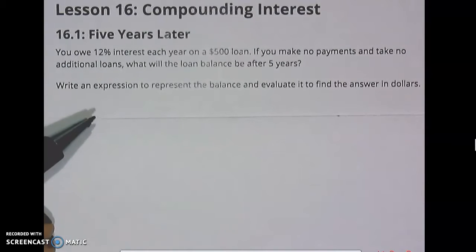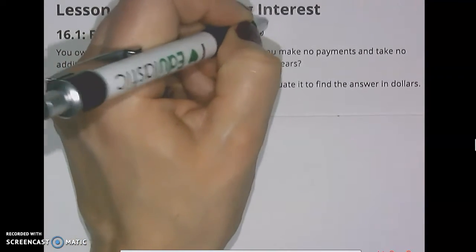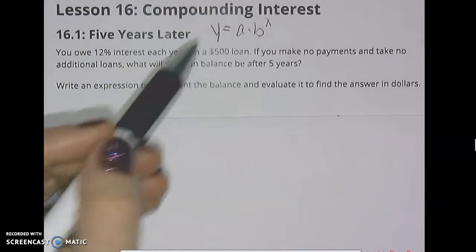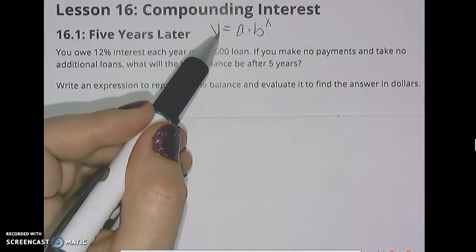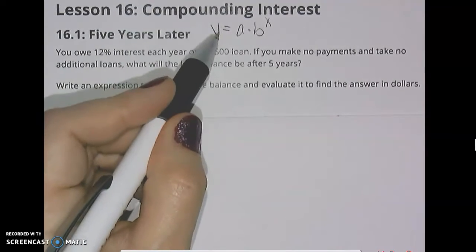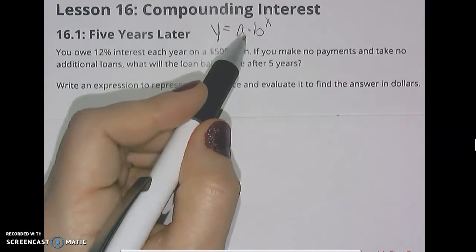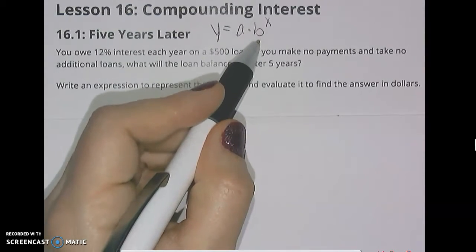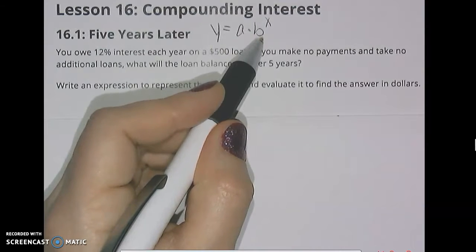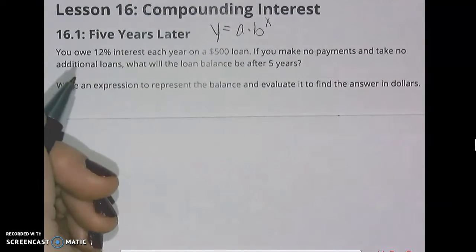Okay, so these are still exponential functions. Remember, every exponential should be in the form y equals a times b to the x power, or f of x equals, or f of n equals, whatever it may be. And so remember that y is typically the ending amount. A is always the starting amount. And then b is the growth or decay factor. And then x is going to be typically time for any sort of word problem.